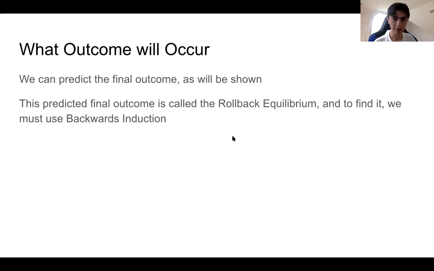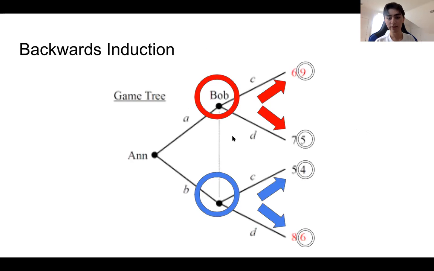So let's look at our previous example again. We have to start at the end and then work our way up to the beginning. So in this case, if Bob chooses C, he'll get a payoff of 9. And if Bob chooses D, he'll get a payoff of 5. In the other case, if Bob chooses C, he'll get a payoff of 4. And if Bob chooses D, he'll get a payoff of 6.